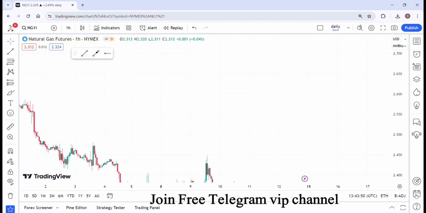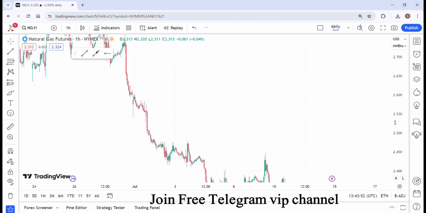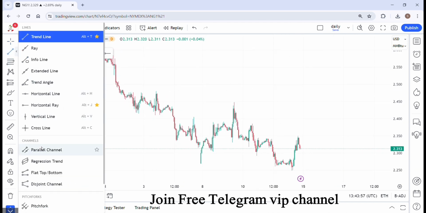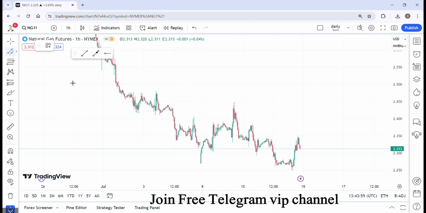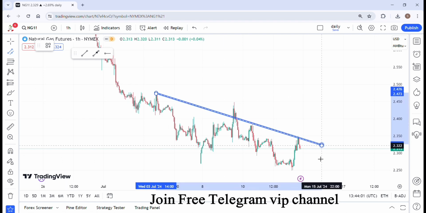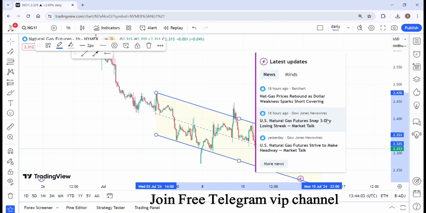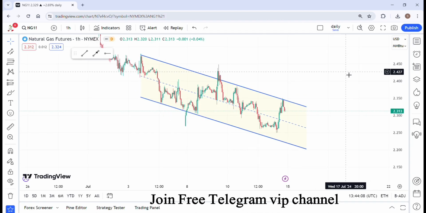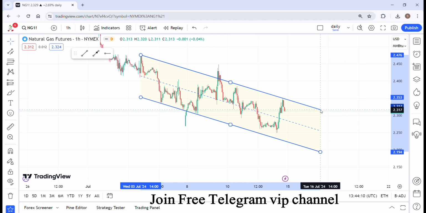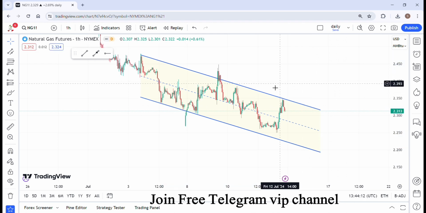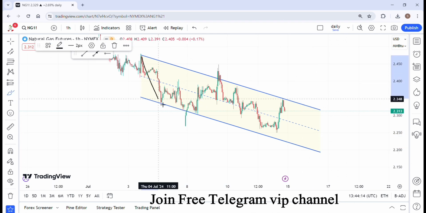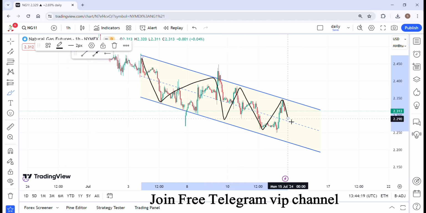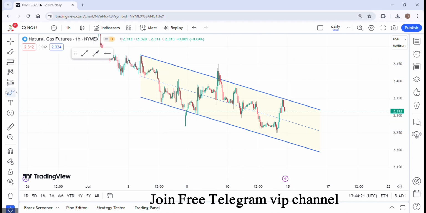So if we draw again a regression channel, a parallel channel, then we can find out this movement of natural gas. Okay, what happened to the chart? Let me show you. Okay, so this was the movement of natural gas. As you can see, the market is now again selling, buying, selling, buying, selling, buying, and again the market is moving in the selling position. So it is a very beautiful point to make a sell entry from here.